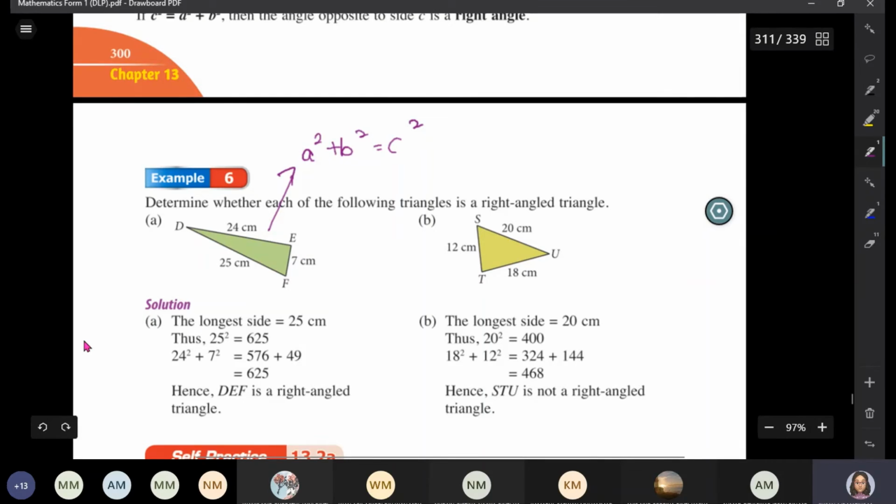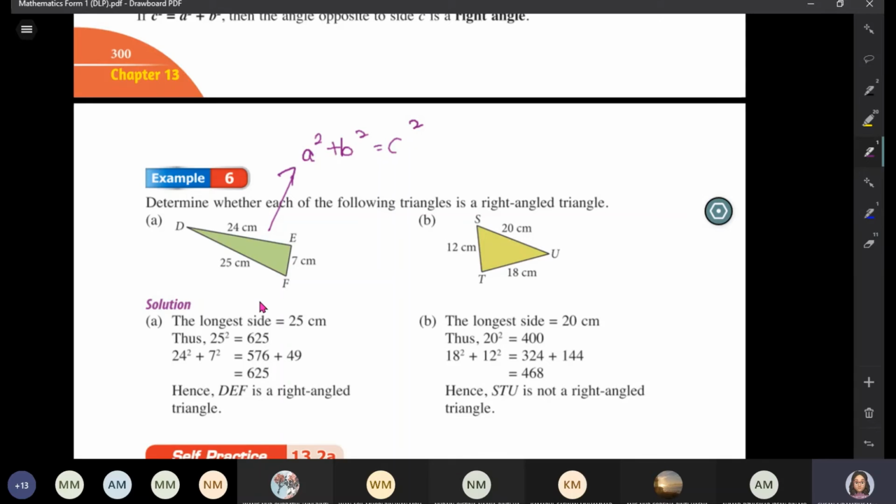Alright, sorry class. Before this we already learned in Pythagoras theorem, right? There are 2 ways to find out if the side given is the hypotenuse. The first way is if you know the angle. If you know where the right angle is, the opposite side is the hypotenuse. And the other way is the longer side. If it is a hypotenuse, it is the longest side. So let's see if this is the longest side. This is 25.